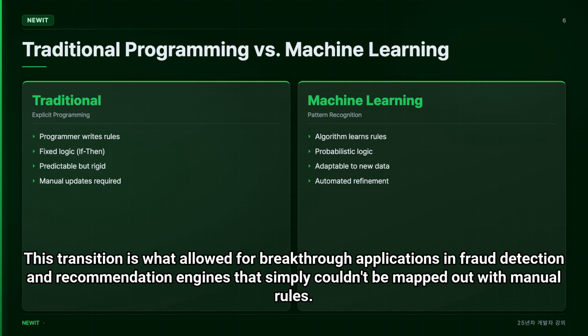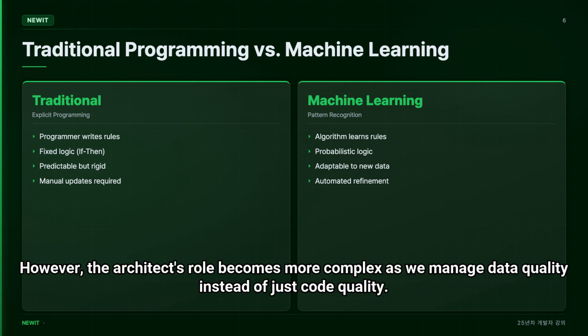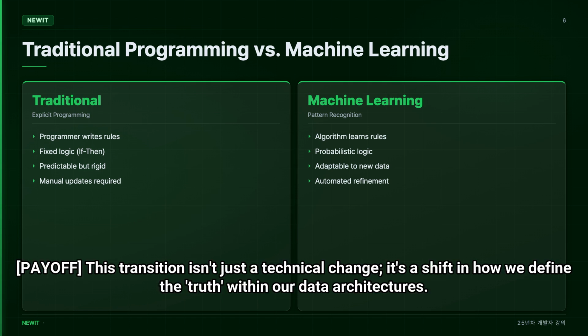This transition is what allowed for breakthrough applications in fraud detection and recommendation engines that simply couldn't be mapped out with manual rules. However, the architect's role becomes more complex as we manage data quality instead of just code quality. Payoff: this transition isn't just a technical change, it's a shift in how we define the truth within our data architectures.